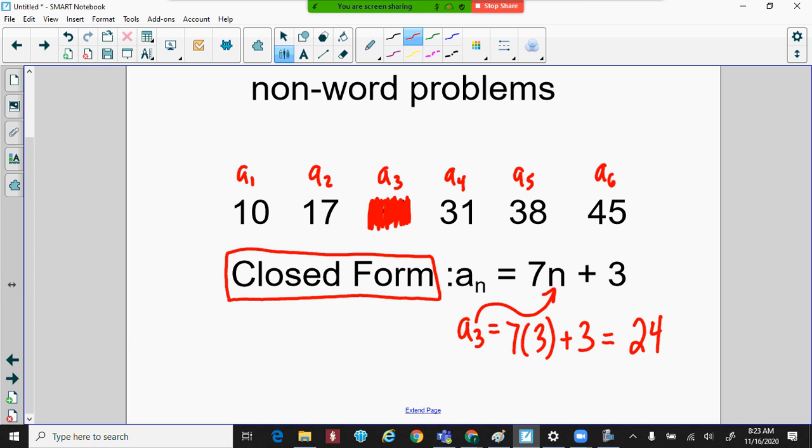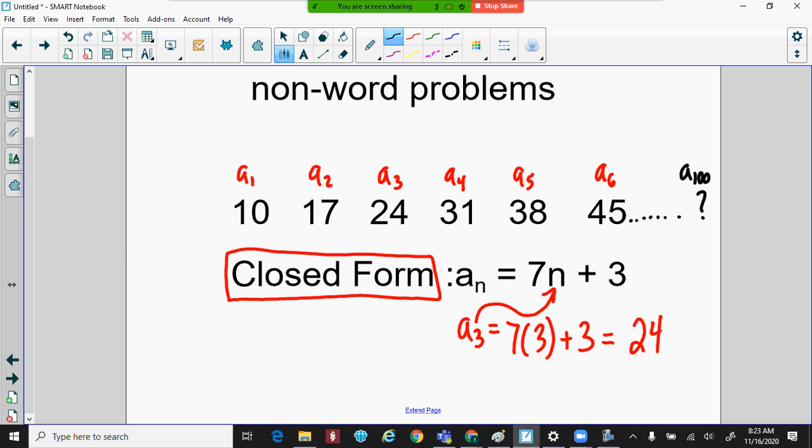7 times 3 plus 3 gives me 24. So again, we already knew it was 24, but using the closed form formula, that automatically tells you what it is. With the closed form formula, I don't even need to know what my sequence is. All I need to know is what my formula is. Let's play another what if game. Let's say we're at 45, which is your sixth term, and I go, let's just keep going. What is a of 100?